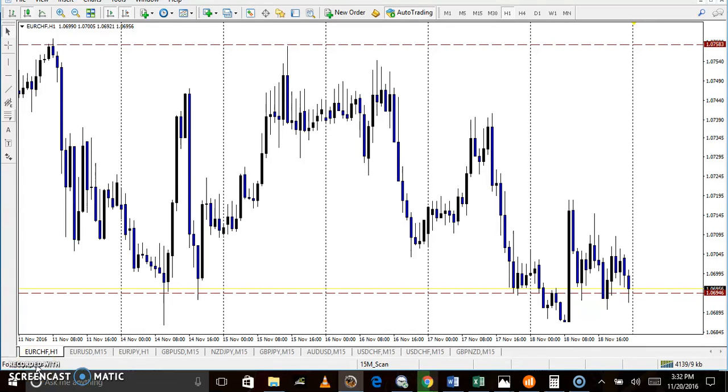Today I'll just be doing a quick video on one of the simplest methods of actually trading, which is support and resistance. But before I head on over to this particular chart right now, I just want to say a couple of things regarding trading.